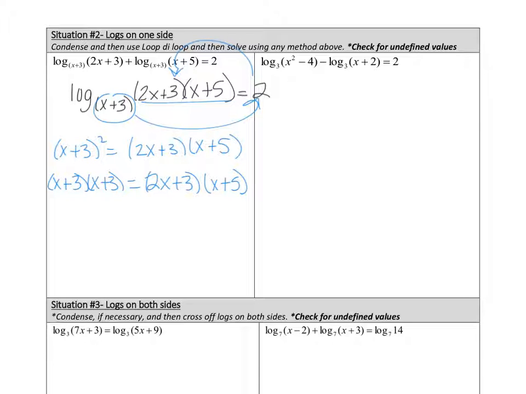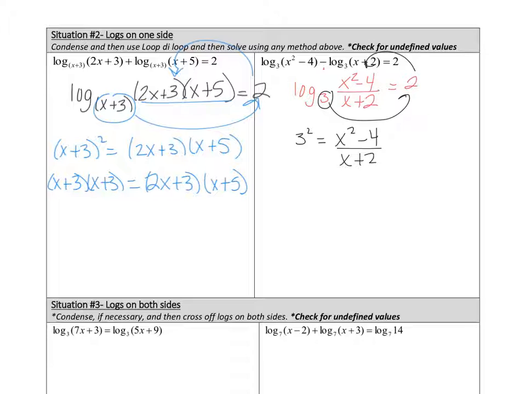Okay? So the second problem here, we have a subtraction. So subtraction means division. So we have log base 3 of x squared minus 4 over x plus 2 equals 2. Use the loop-de-loop method. So 3 squared equals this. And 3 squared is 9.